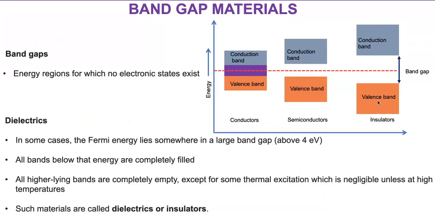So what happens in dielectrics? Because there is a certain energy gap, the bands below that energy are completely filled. For example, if you take metals, insulators, or semiconductors, then you have an energy gap which is below 4 electron volts. And of course, with high temperature, you can excite electrons, which is of course not true for every material. And such materials are dielectrics or insulators. They're one and the same.